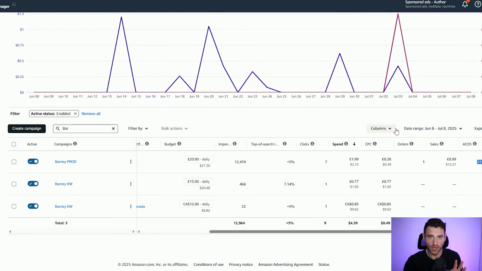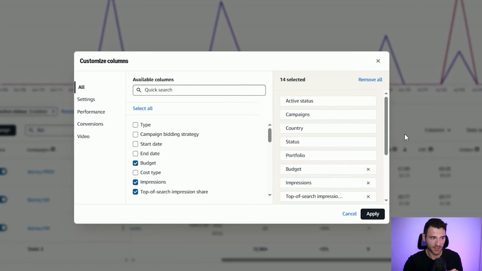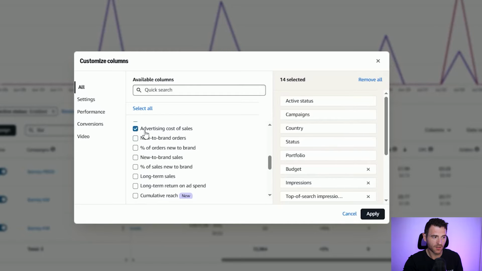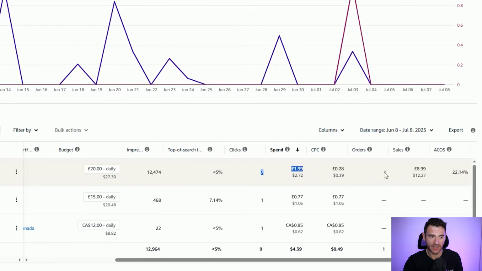Now, if your setup's not like this, you need to make sure you go to columns, customize columns, and you want to make sure you have these things ticked. So in order to make sure you know how your ad's performing, you want to have your clicks, your spend, your orders, and then your ACOS. They're the 4 key metrics we're looking at. And that's because you want to know how many clicks you're getting, how many orders you're getting. You can have the sales here as well, but the ACOS is the main thing that's going to help you know if your ads are directly profitable.